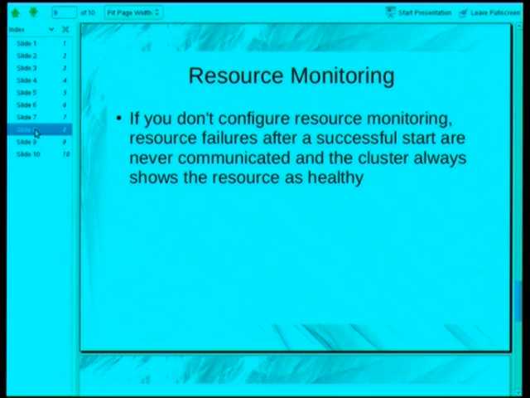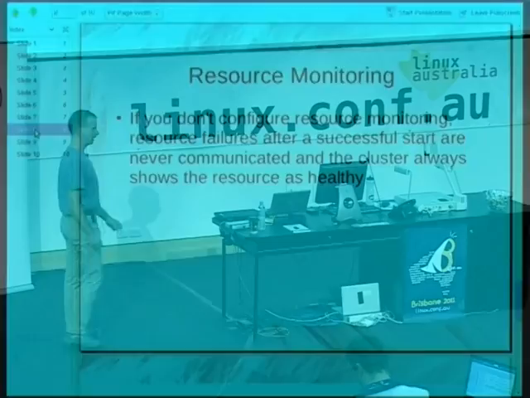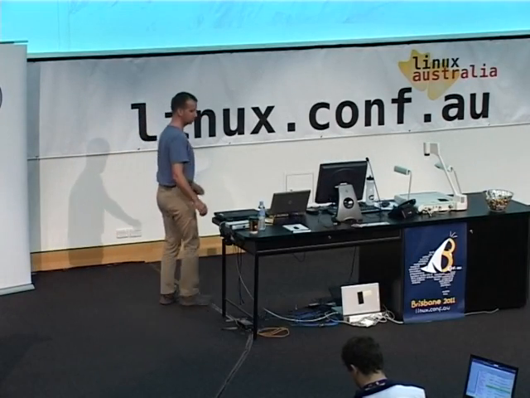Common error number 3 is resource monitoring. You always want resource monitoring on your resources, because without monitoring, the cluster will always be happy about the resource. And it will always show your resource as available, which might not be the case because you didn't use any resource monitoring.